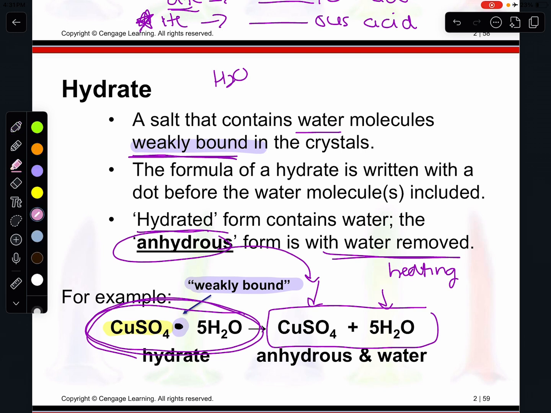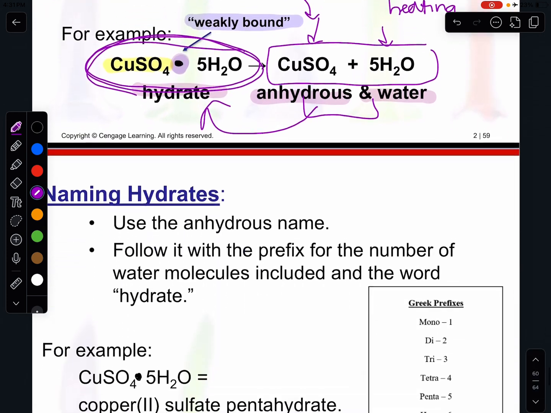We have the plus sign, which means it has been separated from it, but it still exists somewhere in nature, and we have the dot, which means it's still attached to it. So the anhydrous and water is after we heat it, and it is a hydrate prior to that. Okay, now we can take this anhydrous and water and put them back together. We can just pour water on top of the CuSO4 and we can actually get back the hydrate. So it's very simple. We call that a physical change.